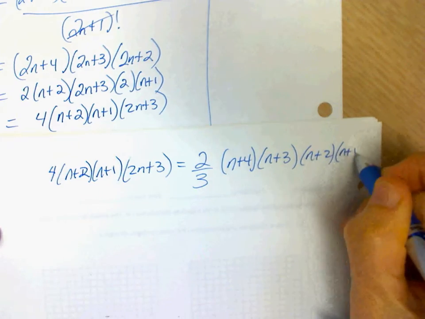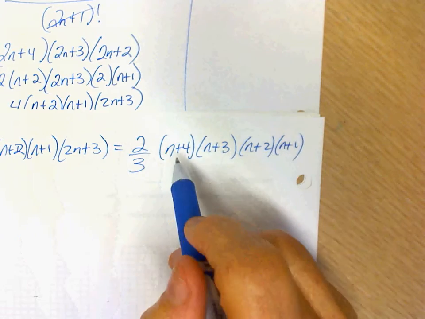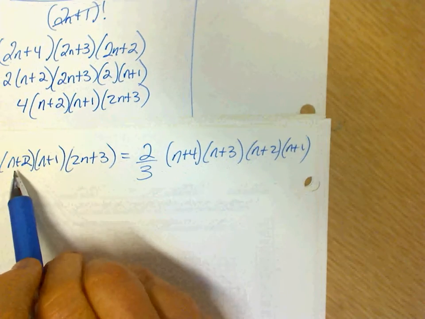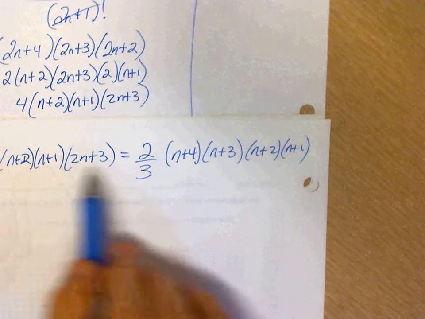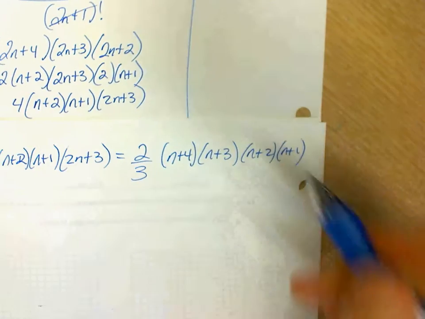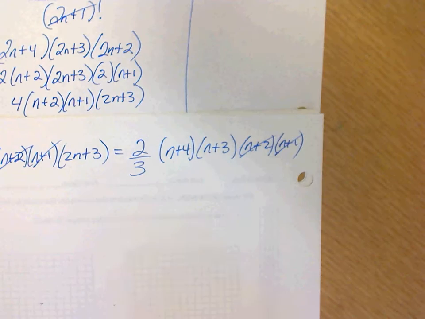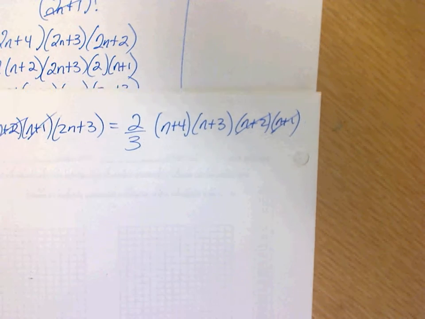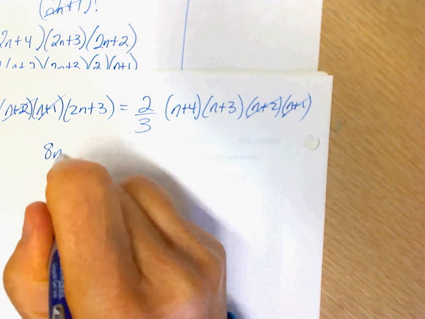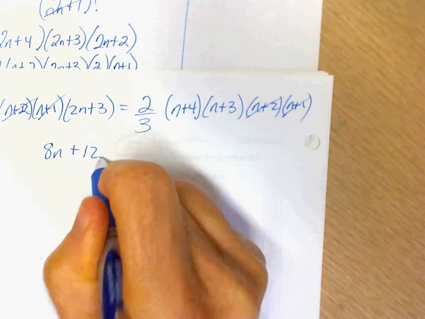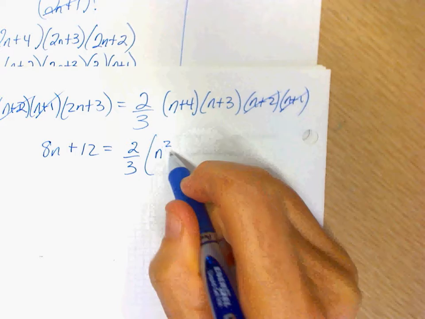So now, because we did a bit of factoring, right? Here we factored out the greatest common factor of 2 in those two. Now we can see we can start canceling. So n plus 1, n plus 1, n plus 2, n plus 2. Okay, so we have 4, that's 8n plus 12 equals 2/3 times n squared plus 7n plus 12.